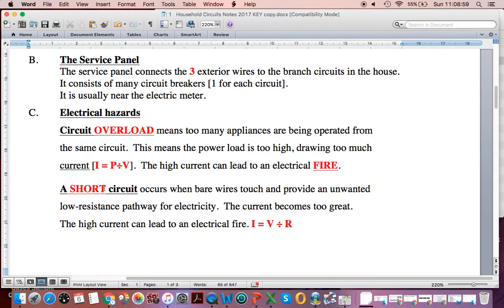A short circuit goes back to grade 9. I, current, equals voltage divided by resistance. If you have bare wires touching and one of them is connected to a hot wire, you are going to have a flow of electricity. And because these wires are good conductors, your resistance becomes very small. So if we take our voltage, divide by a very small number, the current will become big, and if it becomes too big, we can get a fire.